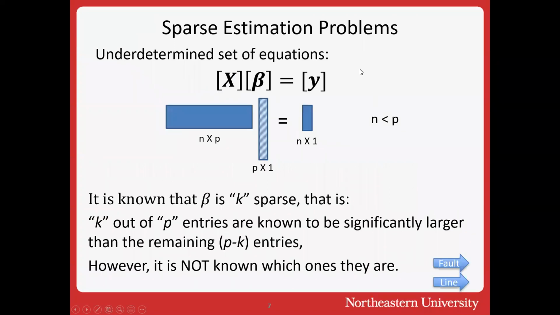Okay, now I'm going to come back to this problem, the so-called sparse estimation problem. Actually, it's nothing but an underdetermined set of equations, as you can see here, which is written in a compact matrix form. You have a large number of unknowns, which are put into this vector beta. In this vector we have P entries, so we have P unknowns. But I only have N equations, where N is much smaller than P.